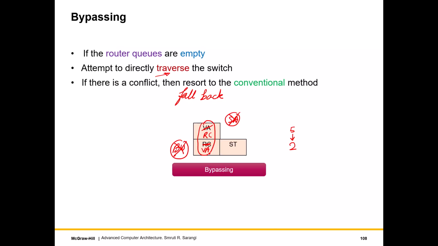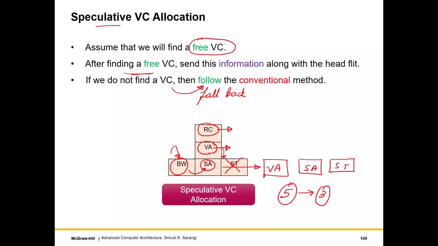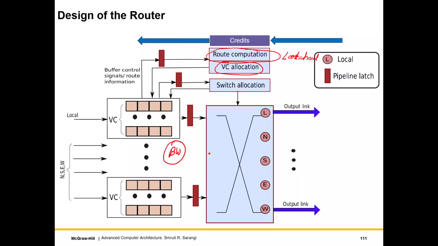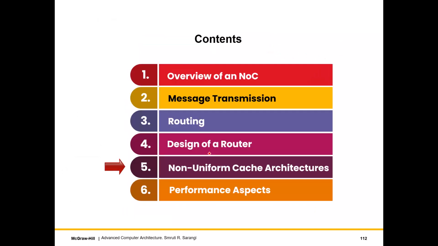And for the rest of the flits in the packet, we can directly do switch traversal, assuming that the router is totally empty. For them, the router latency is actually 1 cycle. But again, as I said, the likelihood of this happening could be high, could be low, it's very benchmark dependent. So with this, this lecture finishes.